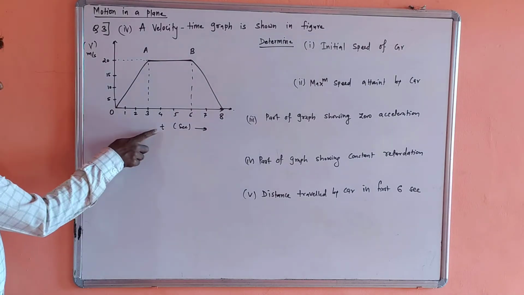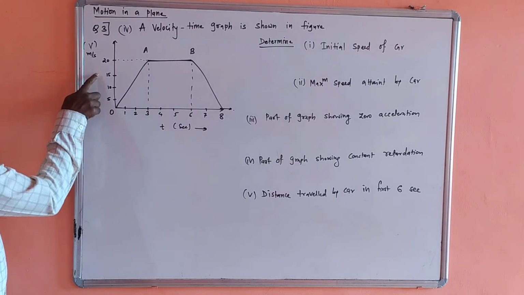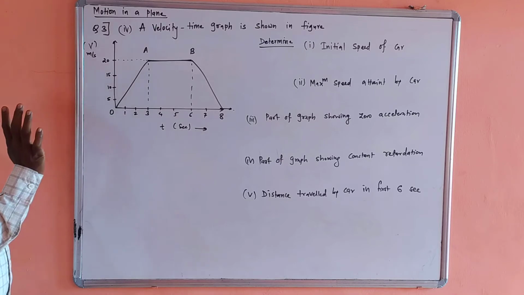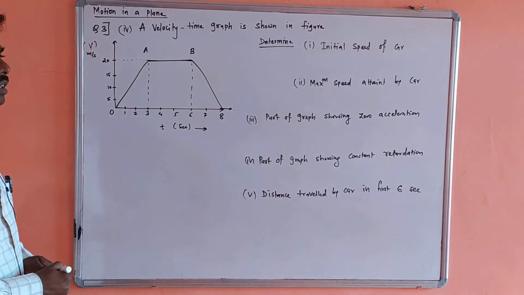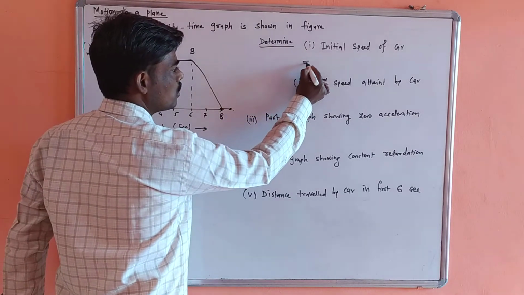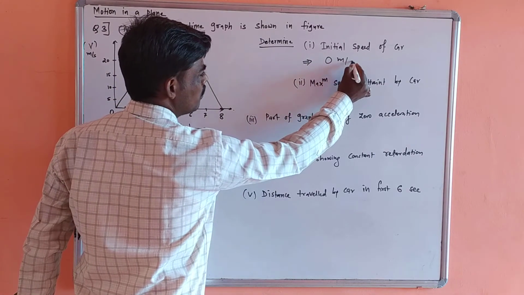Now when time is 0, the velocity of car is 0. That means the initial speed of car becomes 0 meter per second.